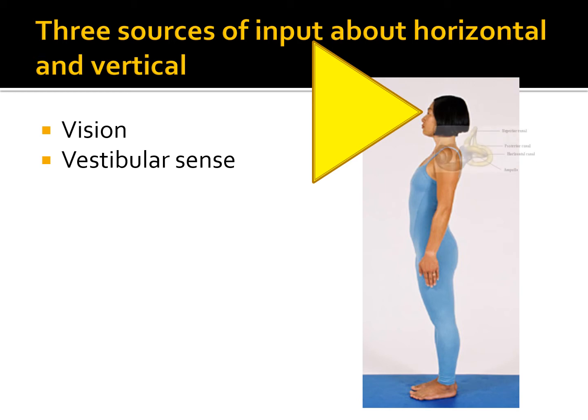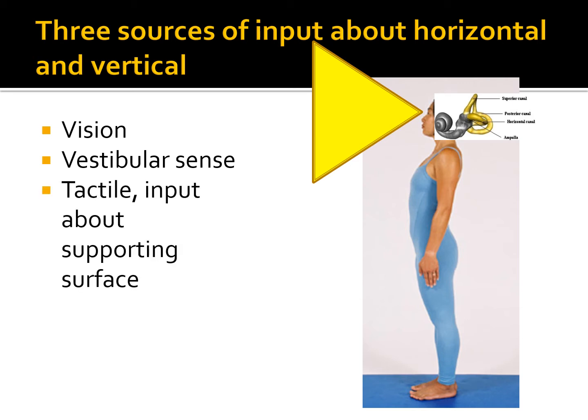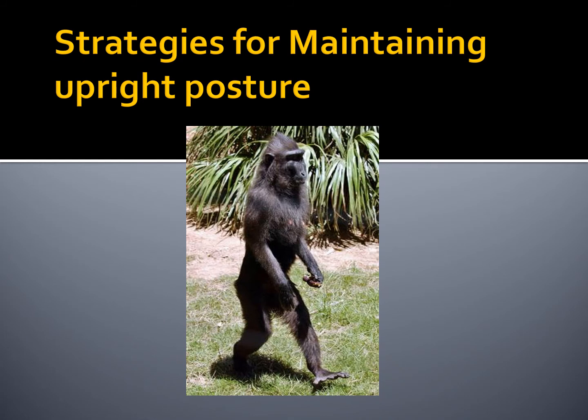The vestibular organs are organs within the inner ear that give us information about the position and the acceleration of the head in space. And then there's tactile input coming from the supporting surface, our feet if we're standing, walking, running, etc., or our butt if we're sitting, or whatever is in contact with the supporting surface. That lets us know what horizontal or relatively horizontal is. So how do we remain upright, which is something that this baboon is quite skilled at, considering that she was really not designed to be in this posture very much.